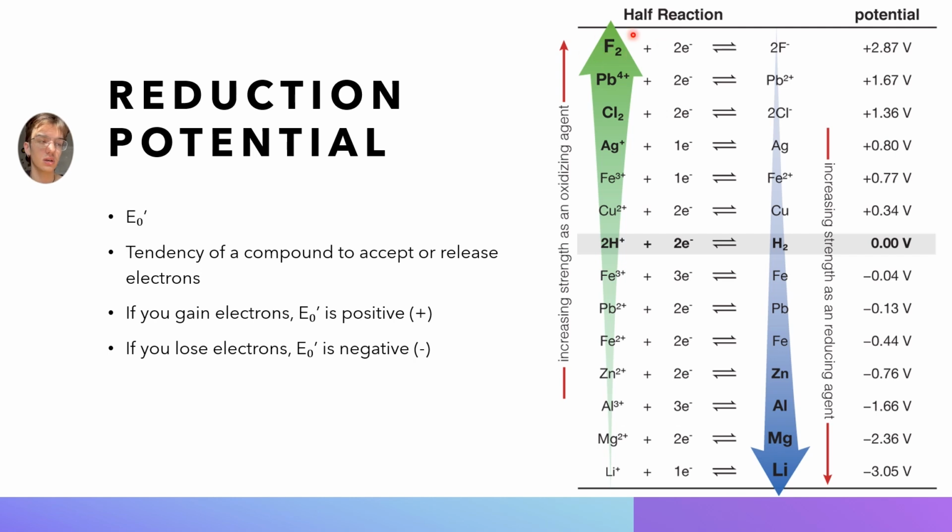So this molecule here at the very top is going to be a very strong oxidizing agent because it's very likely to be reduced, which means it's very likely to receive electrons. Whereas the molecules down here are very unlikely to be in this state. These molecules at the bottom here do not like to be in the state that they're in. They want to donate their electrons, and therefore they're very good reducing agents.